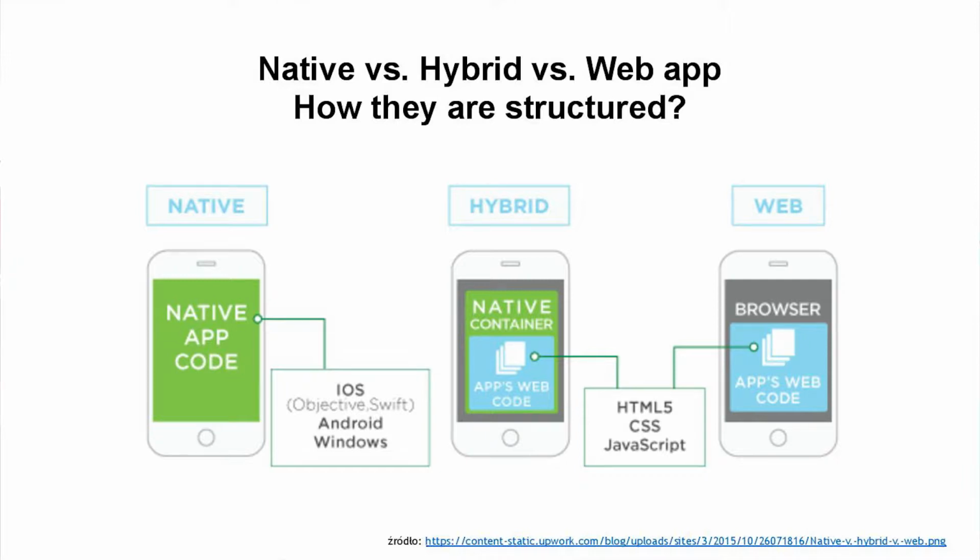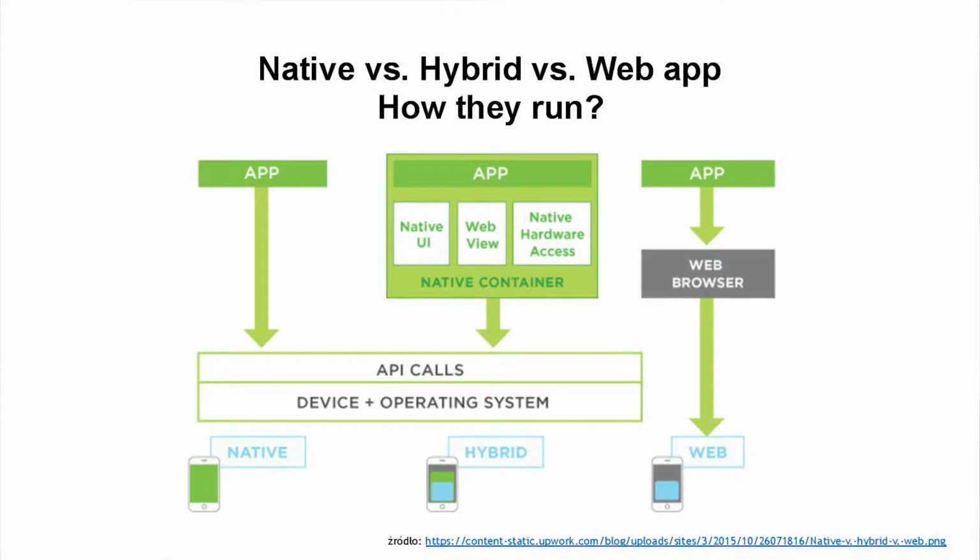And when it comes to hybrid, which is a combination of two things, we've got the native container, which is responsible for the communication with your device and with the operating system, and the app web content, which is conducted into this native container. And how do they run? The native apps have direct access to the API calls for the device and for your operating system.